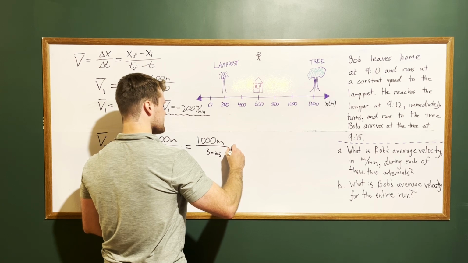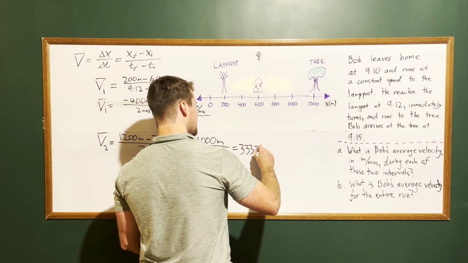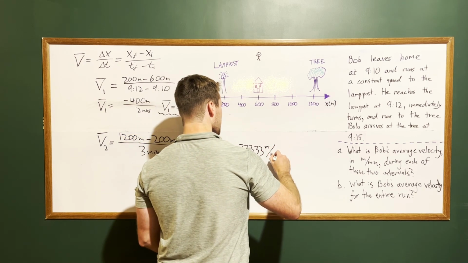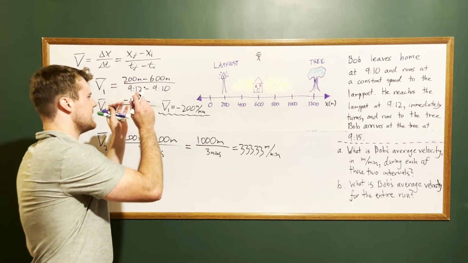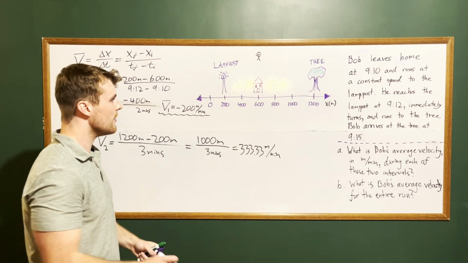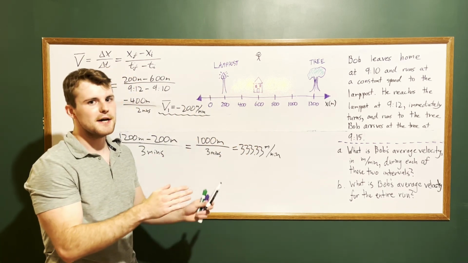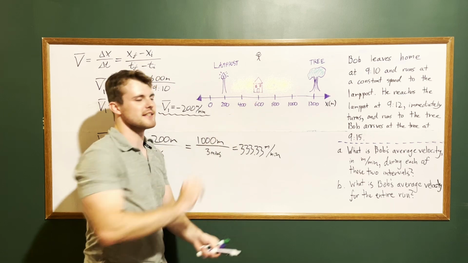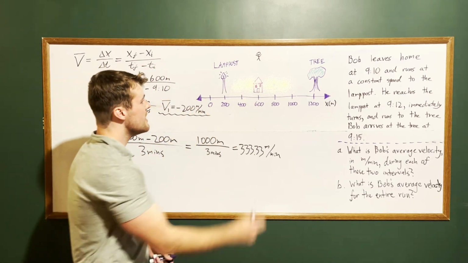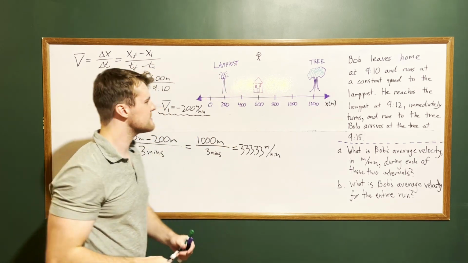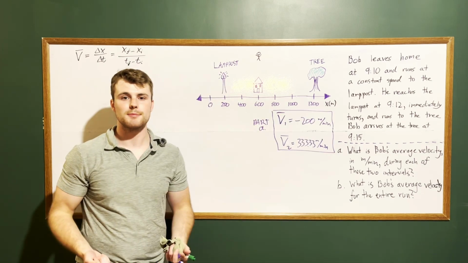which simplifies down to 333.33 meters per minute. Beautiful. Now notice how in the first interval of this problem, Bob has a negative velocity. Why is it negative? Well, he's running from his home to his lamppost, and he's running in the opposite direction of the positive numbers in our coordinate system that was given to us. We could have said our 0 point or our origin was at the house and scaled everything relative to that. I'm just going to write my answers over here so we remember them. All right, on to part B.